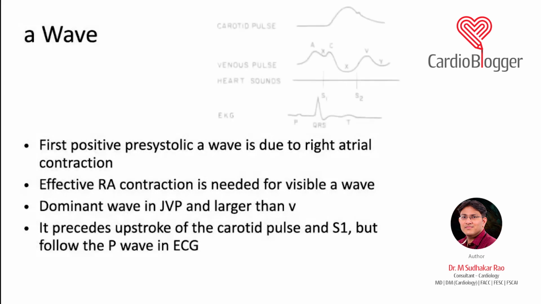So let's come to the first important wave, as I already told you, the A wave. The A wave is the first positive wave. It's a pre-systolic wave, that is, a diastolic wave. It is due to right atrial contraction.